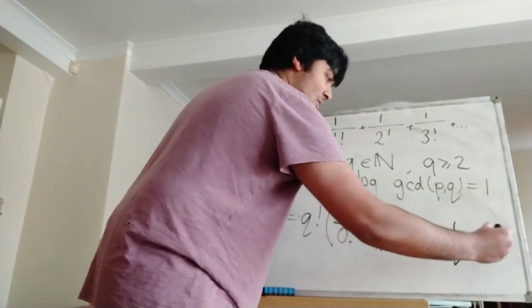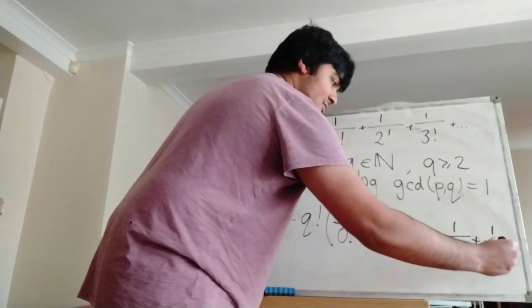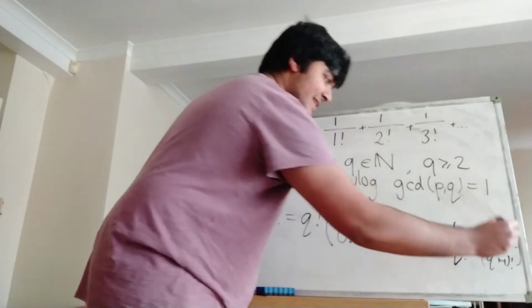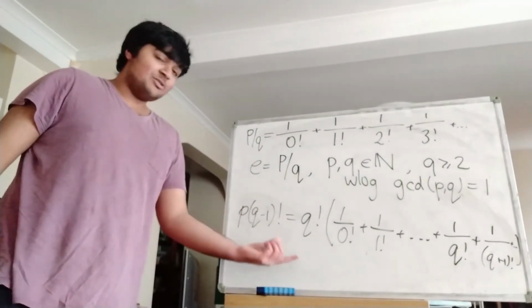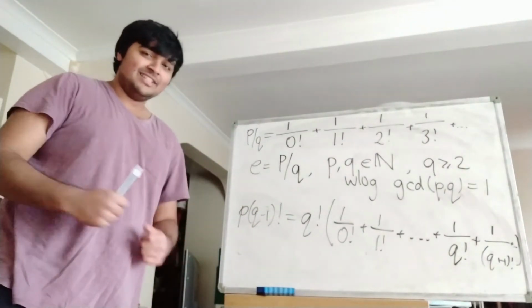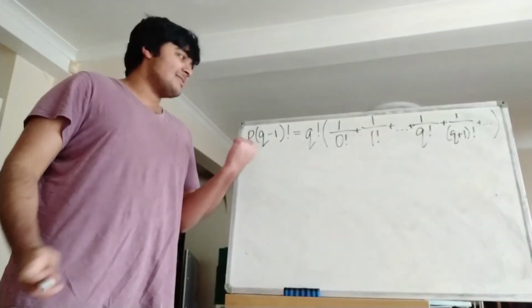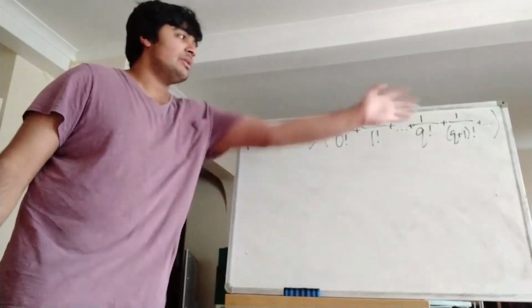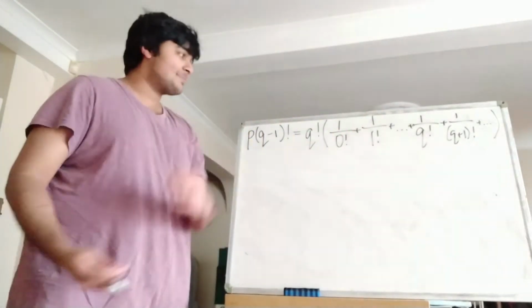Okay, and then of course we'll have a 1 over (q+1) factorial, and so on, just squeeze it in there. Okay, so what I'm going to do is bring this to the top of the whiteboard and we'll continue. Okay, so let's continue. p times (q-1) factorial equals q factorial times this infinite sum here. Let's just expand the brackets.